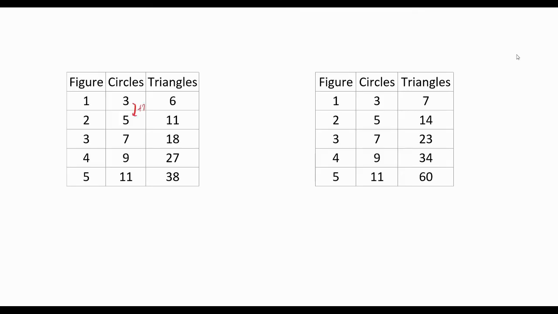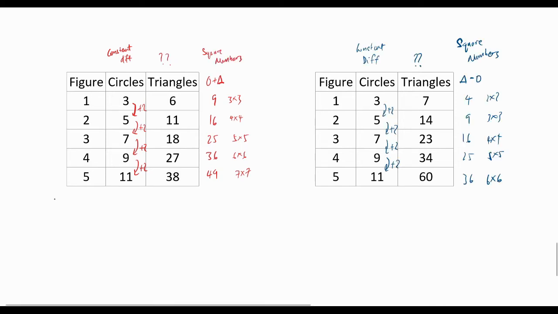For example, the pattern for circles is constant difference, but there's no pattern for triangles. But there might be a pattern in the sum of circles and triangles, or the difference in circles and triangles. If you know the sum of circles and triangles, you can take the sum minus the circles to find the triangles. If you know the difference, you can take the circles plus the difference to get triangles.